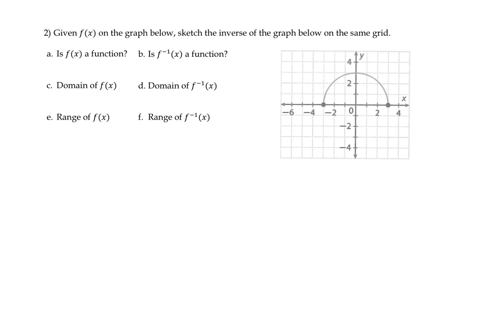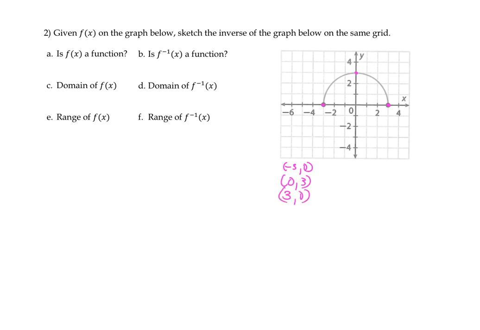Okay, I have the function on the graph. It tells me to sketch its inverse. So I'm going to think about the original. This point right here is at -3, 0. This point up here on the y-axis is 0, 3. And this point over on the x-axis is 3, 0.